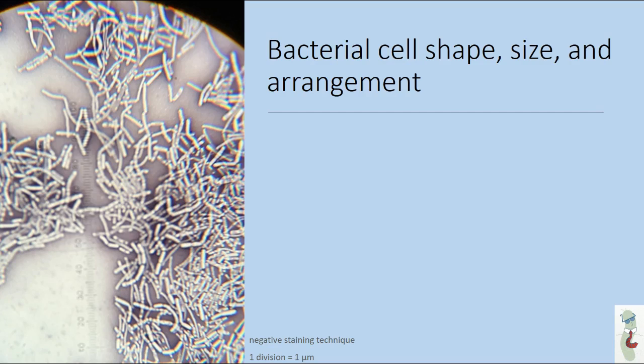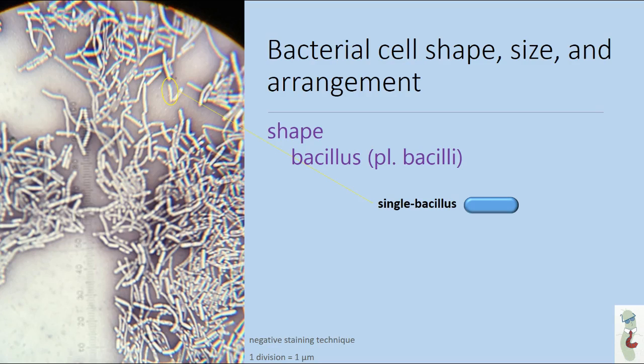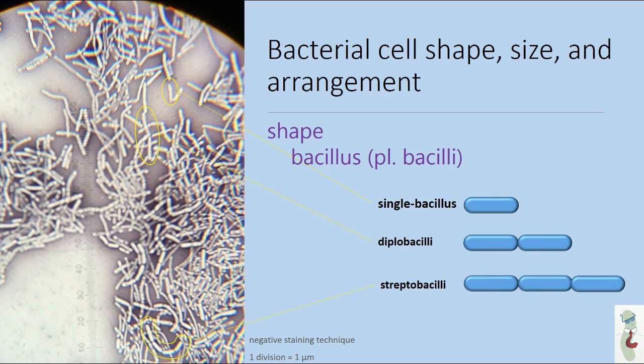Another typical shape is that of a rod shape. This is called a bacillus. The plural for bacillus is bacilli. Similar to the cocci, bacilli can be found in different arrangements. They can be arranged as single bacillus, diplobacilli, or streptobacilli, but they can never form staphylobacilli.